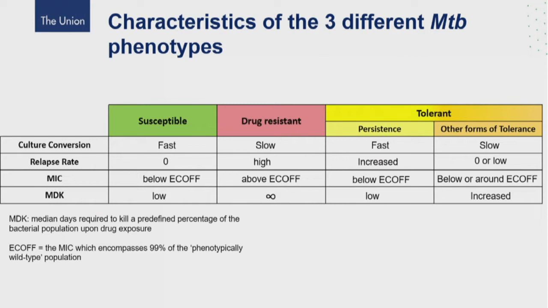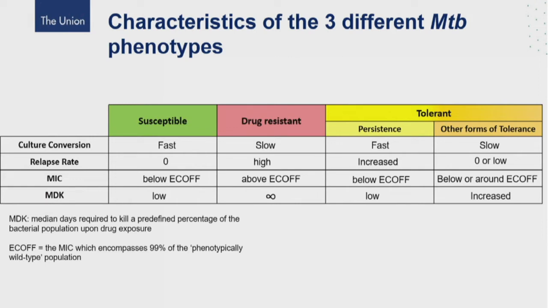Well, if you look at the fully or highly susceptible, which aren't just drug susceptible, they also have a susceptible phenotype. In patients whose MTB population would be purely comprised of susceptible phenotype, you have very fast culture conversion, you have 0 relapse rate, the MIC is below the ECOF, and the MDK, which is the median days required to kill a predefined percentage, which can be 50, 75, 90, 95 of the bacterial population upon drug exposure, will be low. You don't need that many days.